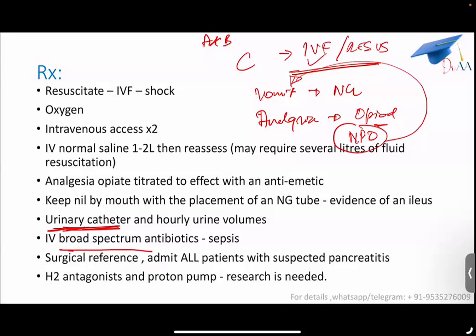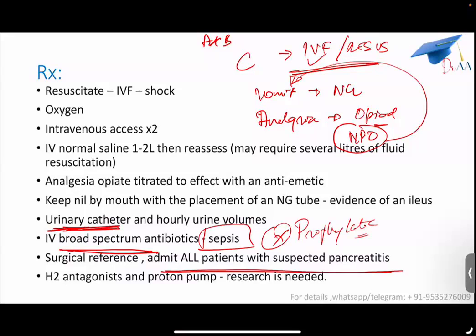It's not advised for every pancreatitis patient to be on antibiotics. If they are in sepsis, or anything suggestive of sepsis because there is a source of infection, then give IV antibiotics. As prophylaxis, it is not recommended. No prophylactic antibiotics are recommended in pancreatitis. Admit all patients whom you are suspecting or have diagnosed as pancreatitis.